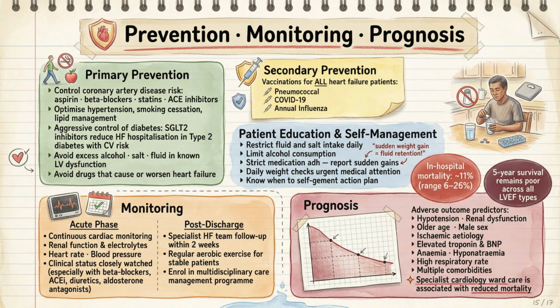Monitoring: acute phase, continuous cardiac monitoring, renal function and electrolytes, heart rate and blood pressure, and close clinical observation, especially with beta blockers, ACE inhibitors, diuretics, and aldosterone antagonists. Post-discharge: specialist HF team follow-up within 2 weeks. Regular aerobic exercise for stable patients, and enroll in multidisciplinary care management.